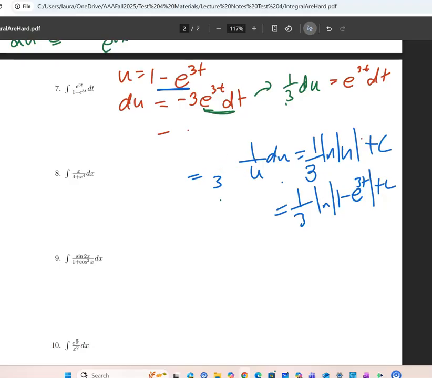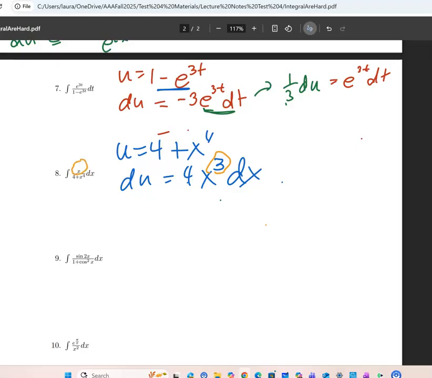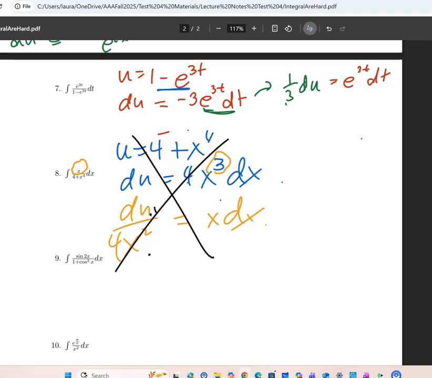So let's just try letting u equal the denominator. Many times that does something, so let's try it. If I let u equal 4 plus x to the 4th, du is 4x cubed dx. Do I have an x cubed up here? I don't. And it's not okay to just divide through by an x squared to get an x dx. You can't do that. You cannot have x's and u's together. Something different needs to happen.